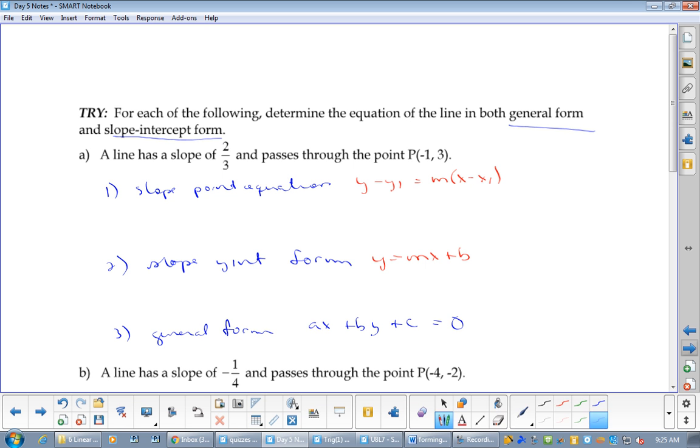Actually, let's stay consistent. These are all capital letters, so let's use Ax, By, plus C. Okay, since they give me the slope and a point, I can use my slope-point equation.